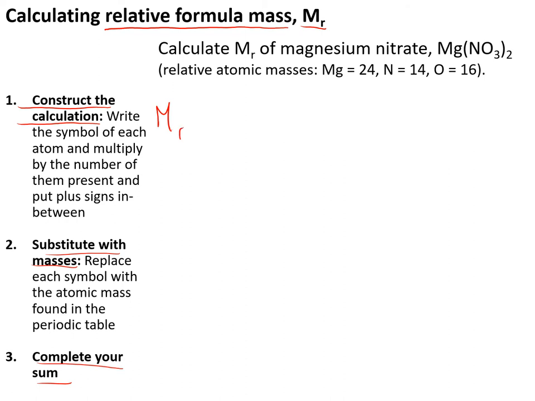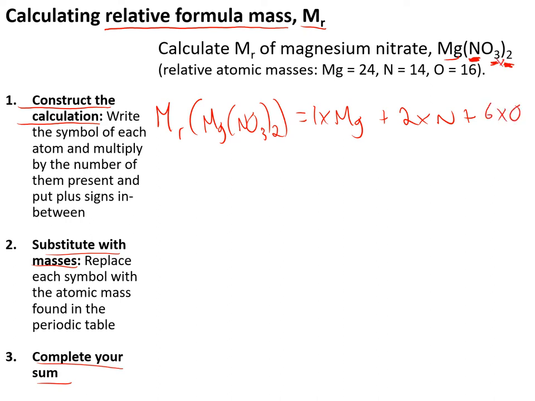all. So we're going to say Mr and then in brackets Mg(NO3)2, like that, okay, equals 1 times magnesium plus 2 times nitrogen, because although there's 1 nitrogen, the nitrogen is in the brackets and there's 2 outside the brackets, so there's 2 nitrogens in total, so 2 times N for that, okay. And then we're going to add that to 6 oxygens, because there are 3 oxygens here, but because there's 2 outside the brackets, we're going to have 3 times 2 to make 6 oxygens, okay.